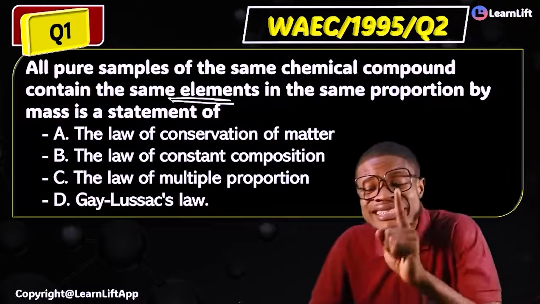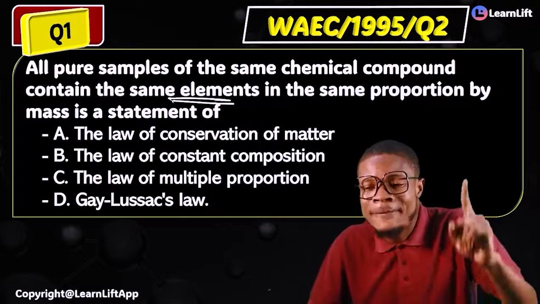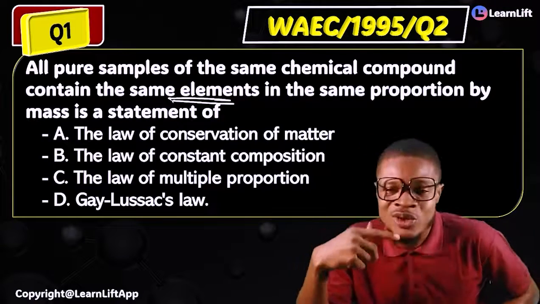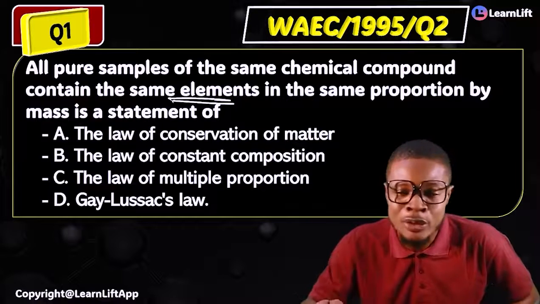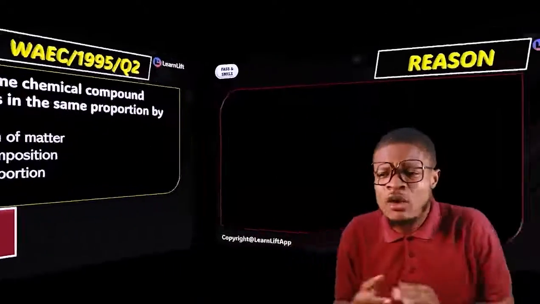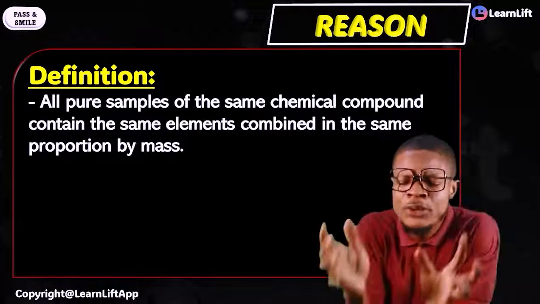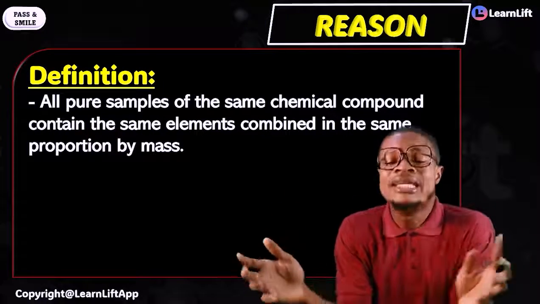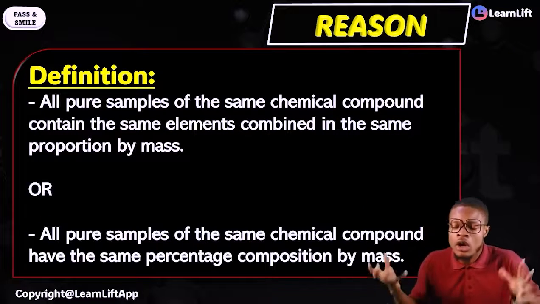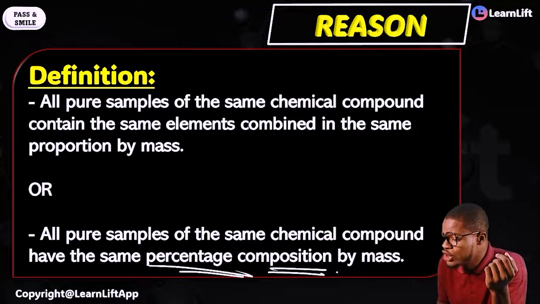Of course, this statement, all pure samples of the same chemical compounds contain the same elements combined in the same proportion by mass, is a statement of the law of constant composition or the law of what? Definite proportions. And that makes option B the correct answer. Right? What is the law of constant composition? Very fast. Give me the reason. We said that the definition of the law of constant composition is that all pure samples of the same chemical compound contain the same elements combined in the same proportion by mass. Or what is the second way you can tell us? All pure samples of the same chemical compound have the same percentage composition by mass.